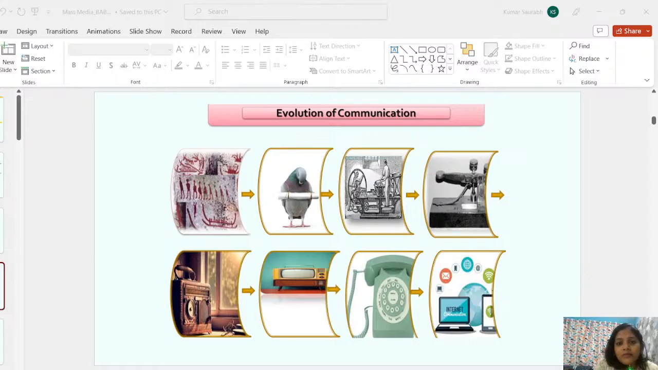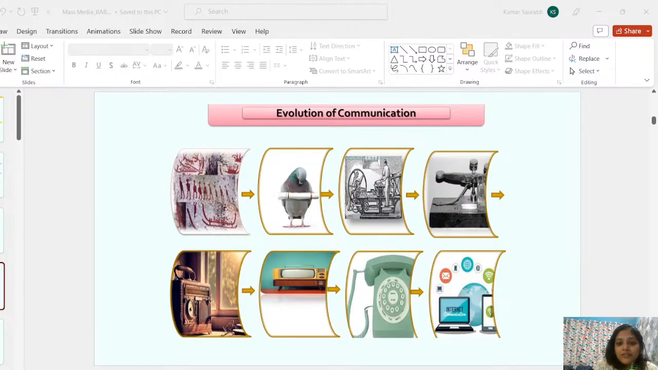Now the second one is the pigeon era. The pigeon used to take the information and pass it on to the other person. So you already know about it. And there is a popular song as well, Kabutar Ja Ja Ja. Even if you do not belong to that Kabutar era, you can just hear that song. It is available on YouTube.